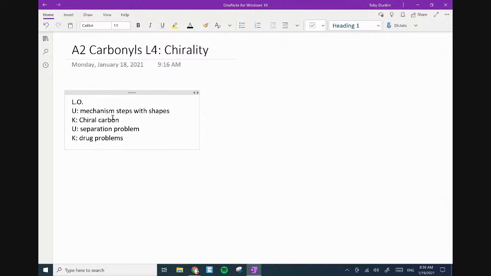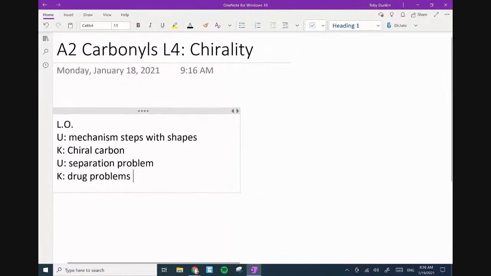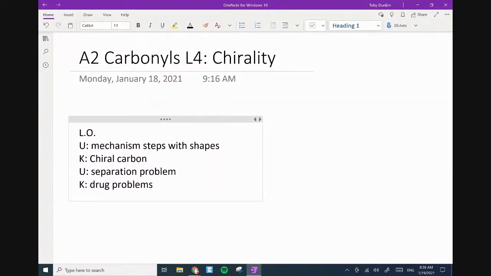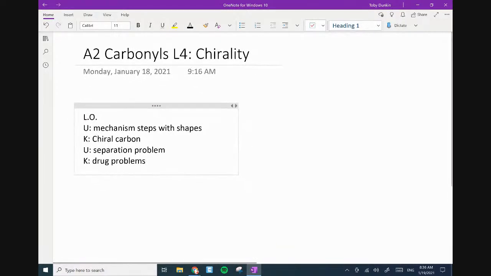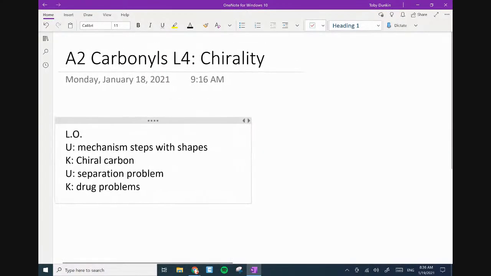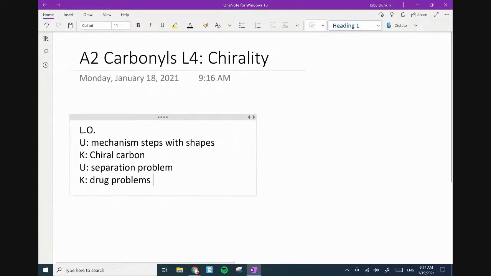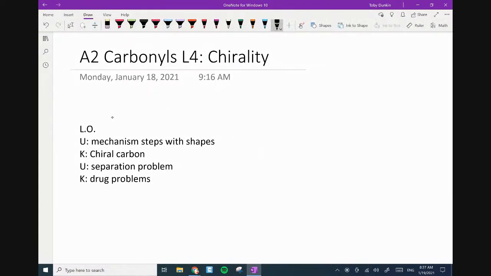Number 1 for chirality is understand mechanism steps with shapes. In reality, we can pick up the lesson 2 mechanism again. I did a mechanism run through in lesson 3 as well, just for those people who've missed lesson 2 because it wasn't live. The next one is know the definition of a chiral carbon. We'll come to that once we get to the end of the mechanism. Then understand the separation problem, and then drug problems.